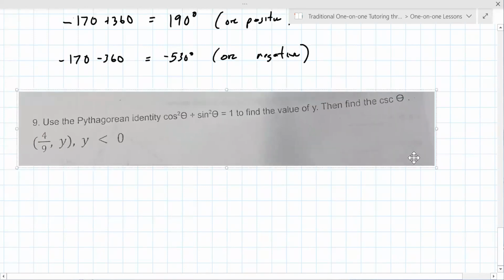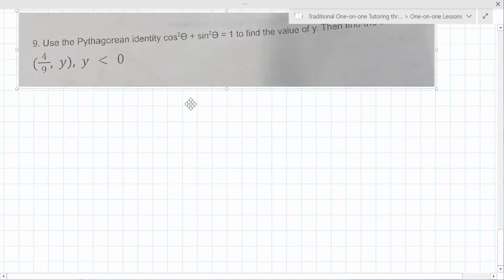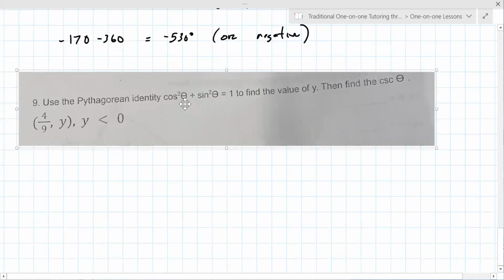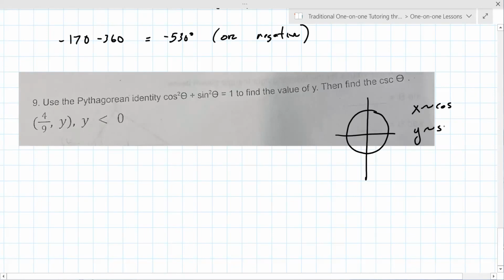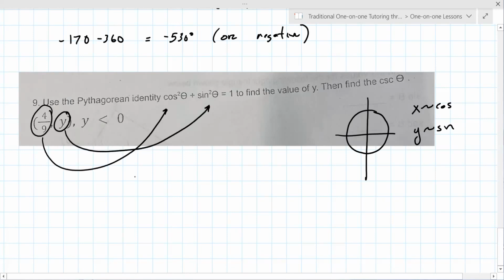All right, use the Pythagorean identity, cosine squared theta plus sine squared theta equals 1, to find the value of y. There's a lot here. You've probably been looking at your unit circle at some point in this class. The x value is cosine and the y value is sine. Do you remember seeing that? Yes. So this is your cosine and this is your sine, so you're just going to plug these numbers in.